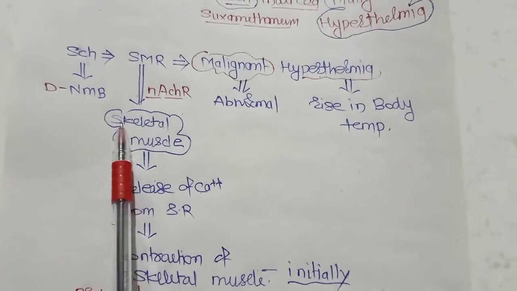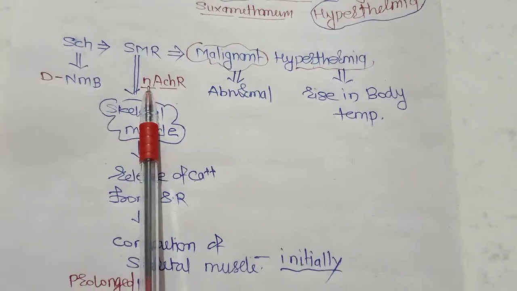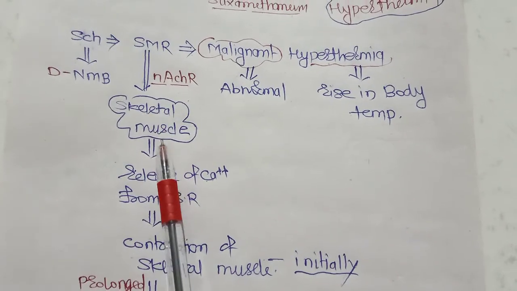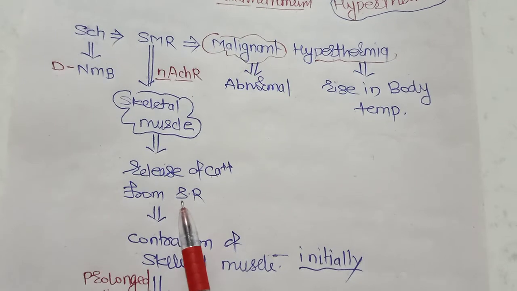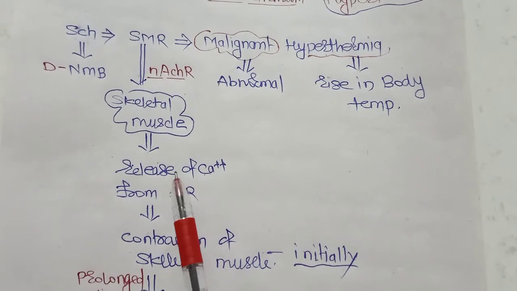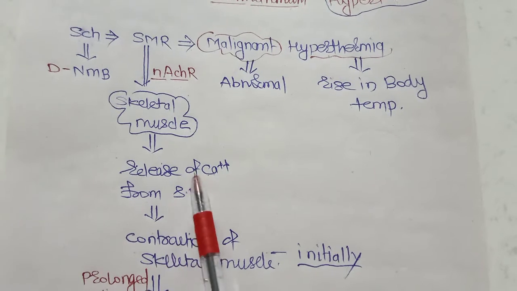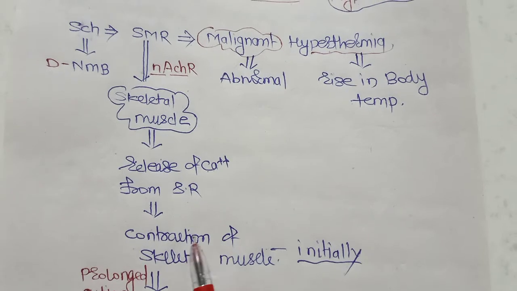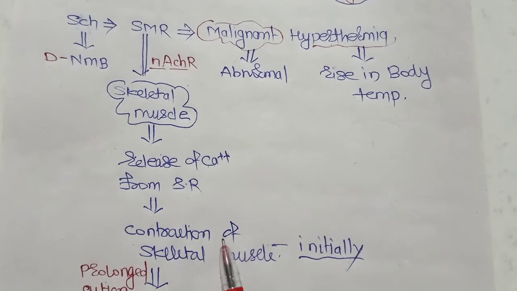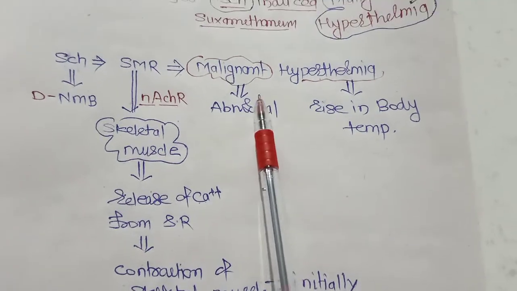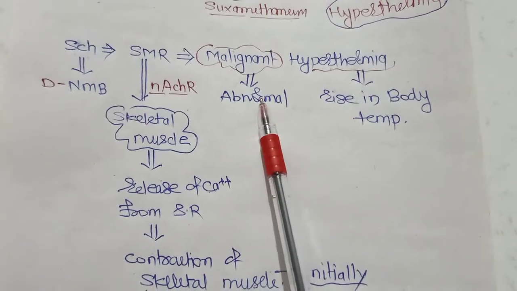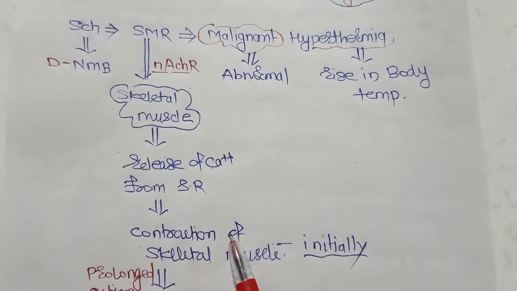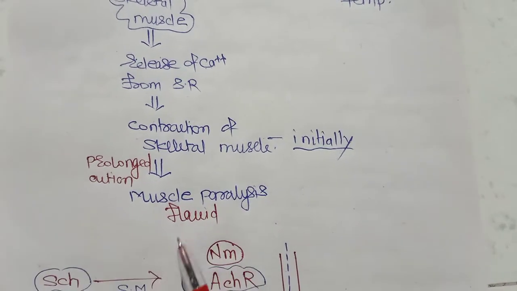As I told you, when succinylcholine acts on the nicotinic acetylcholine receptor present on the skeletal muscle, it releases calcium from the sarcoplasmic reticulum. How, we'll see. This calcium causes contraction of the skeletal muscle, and contraction of the skeletal muscle may lead to malignant hyperthermia because there is an abnormal rise in body temperature because of this contraction. We'll see in detail.